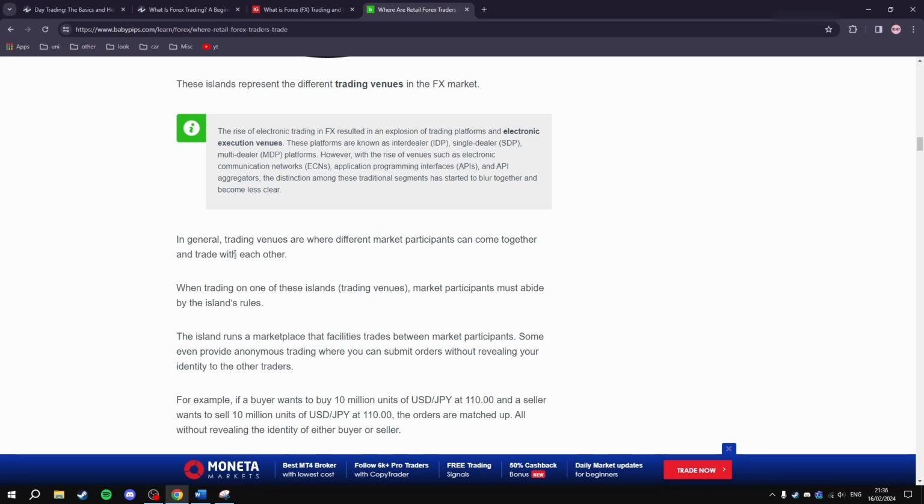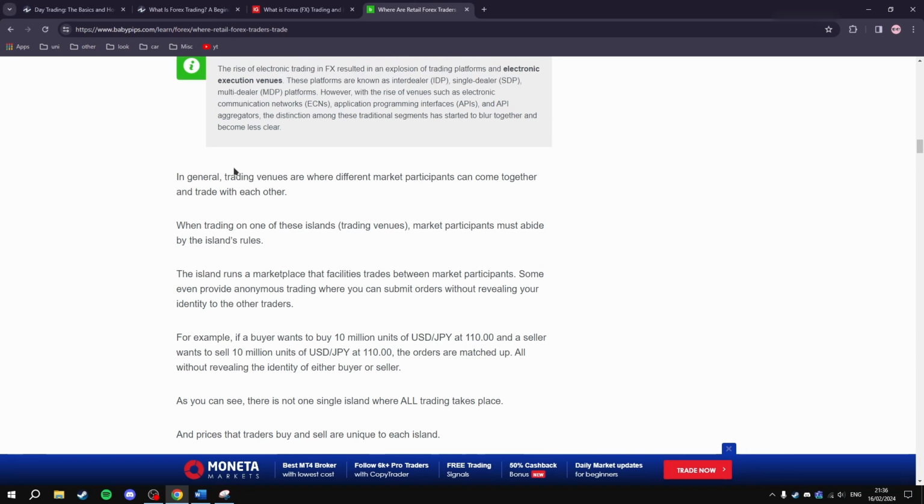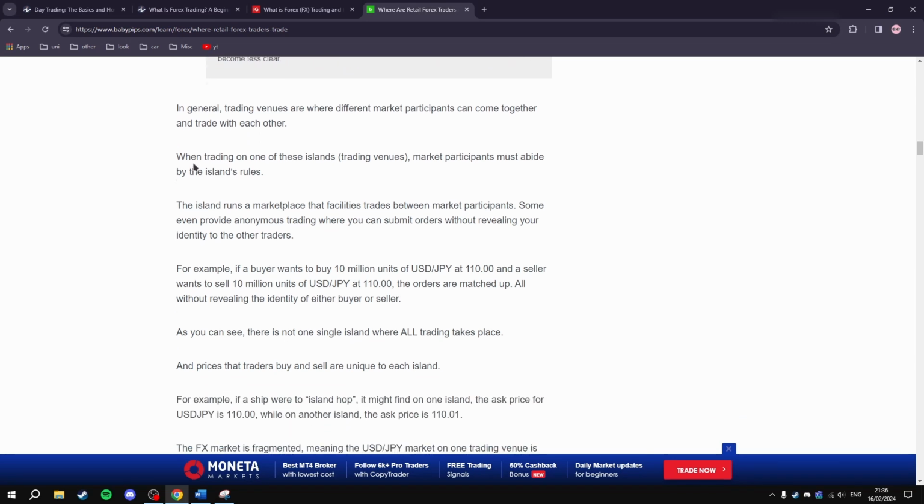Application programming interfaces, I didn't know that API stood for that, but yeah. In general, trading venues are where different market participants can come together and trade with each other. When trading on one of these islands, market participants must abide by the island's rules. The islands run a marketplace that facilitates trades between market participants. Some even provide anonymous trading where you can submit orders without revealing your identity to the other traders.